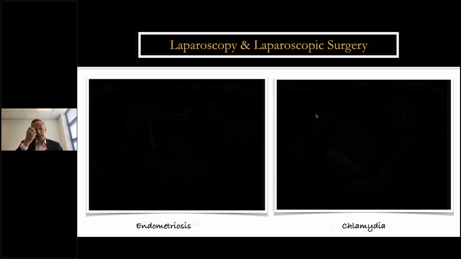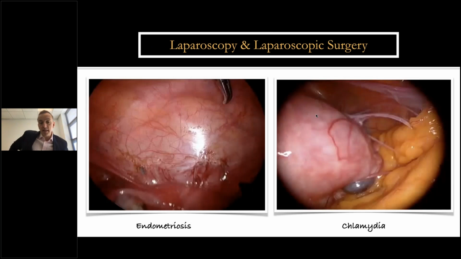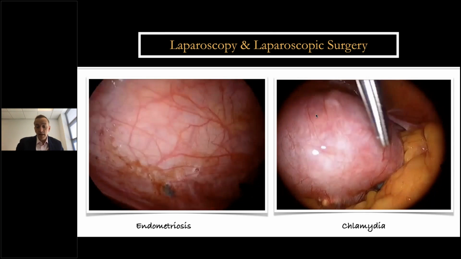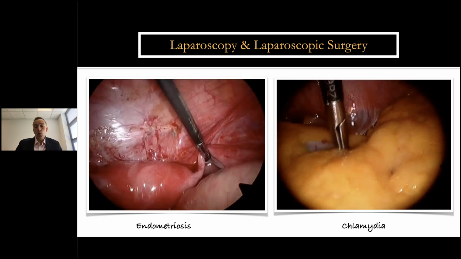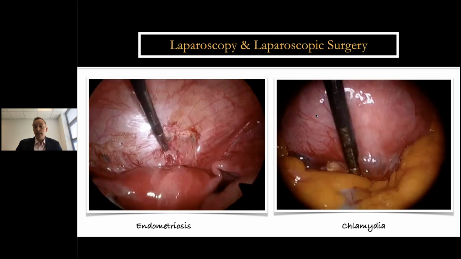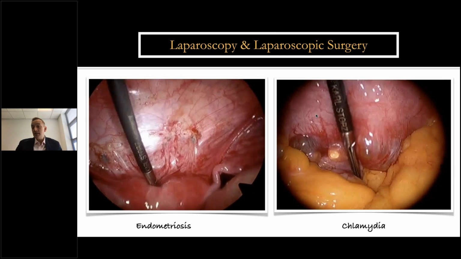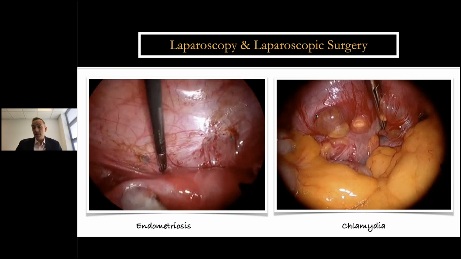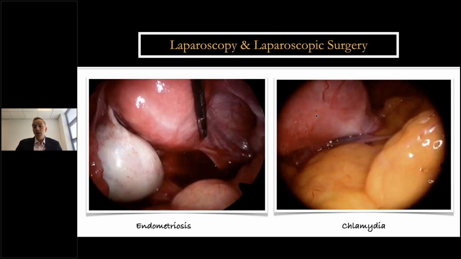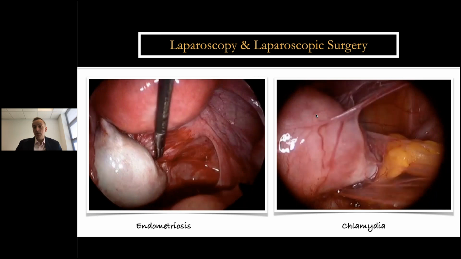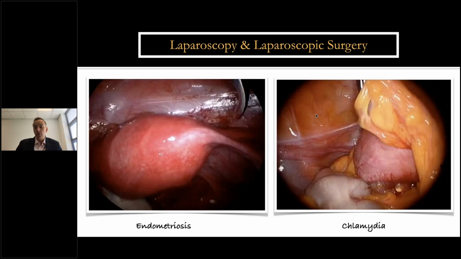Of course, there is a limitation of ultrasound, and it's things like this, which is the superficial disease of endometriosis, or as we can see on the right, the adhesions related to, in this case, pelvic inflammatory disease. Now, we often say, well, you can only really diagnose these things confidently by doing a laparoscopy. I don't think that's entirely true.